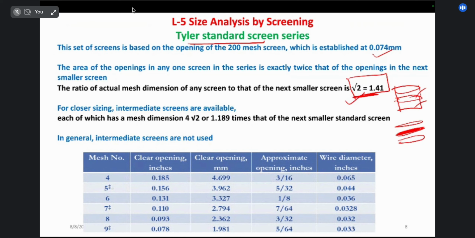And this is how the representation looks: mesh number, then the clear opening in inches, the clear opening in millimeters, the approximate opening in inches, and the wire diameter in inches. The professor discusses all the mesh numbers, so you can directly correlate. If mesh number 4 is mentioned, you can find its opening in inches and millimeters, and its wire diameter.